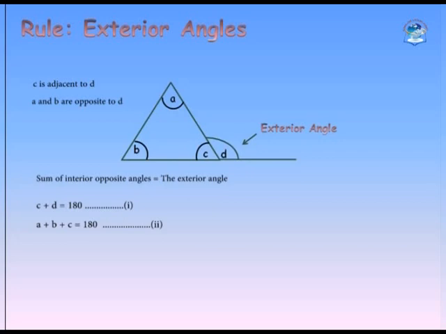Now imagine we rearrange equation 1 and take C to the right hand of the expression. We shall have D is equal to 180 minus C. We form equation 3. Then we also rearrange equation 2 and again take C to the right hand of the expression. We shall have A plus B is equal to 180 minus C, and that is our equation 4.